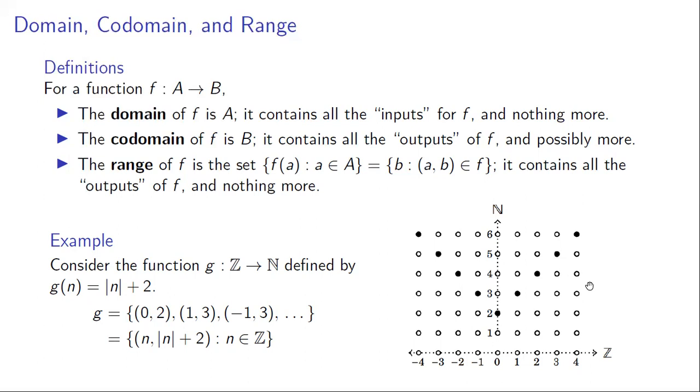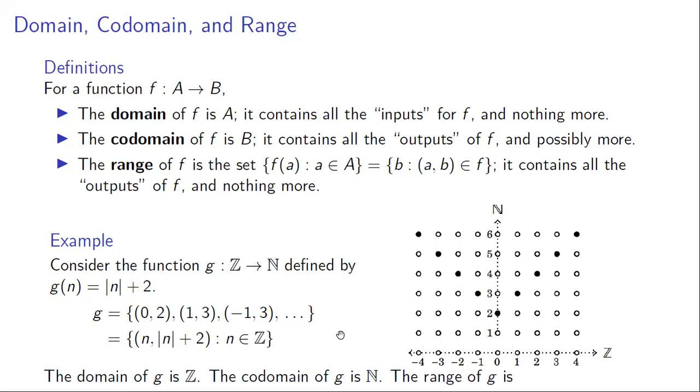Of course, okay, great. So the domain of G, as we said, is the set of integers. The codomain of G is the set of natural numbers, N. What is the range of G?